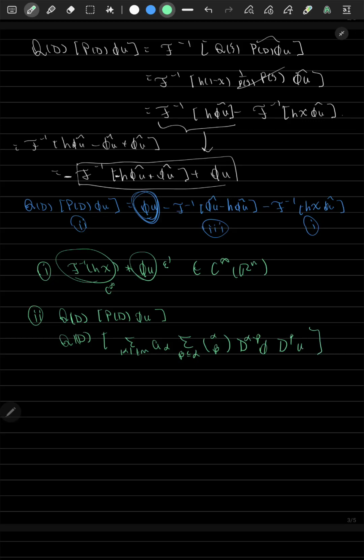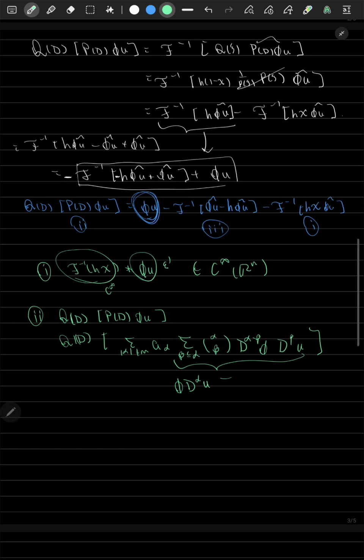Okay, so now we can use a trick to pull out only the terms of order beta equals alpha here. So we can write this as, for the term of beta equals alpha, we have say phi d^alpha u, plus the sum of now beta only strictly less than alpha, of the same thing, right? And so now we have to distribute this over this sum.